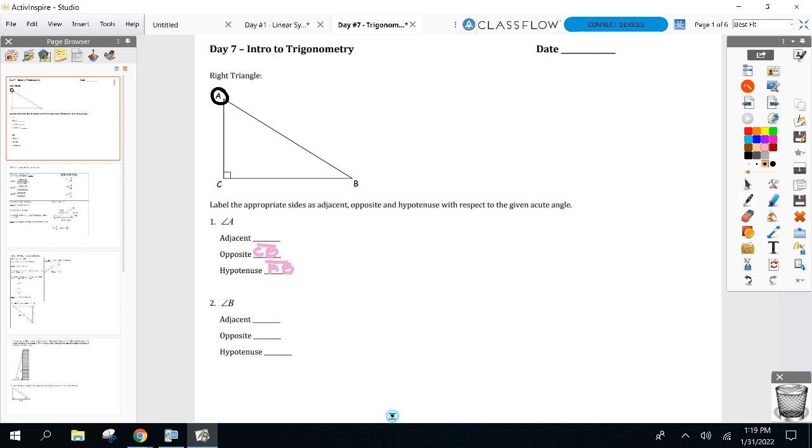And there's only one more left, right? The adjacent side to angle A would be AC. So when you give a side that's adjacent, you give a leg. You don't give the hypotenuse because that's already the hypotenuse.